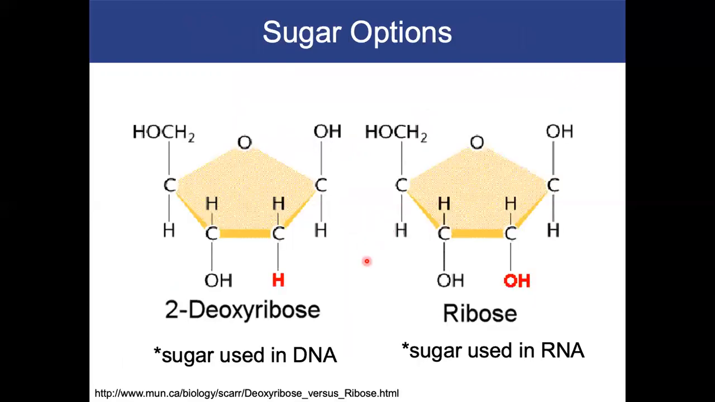Sugar options. 2-deoxyribose. The 2 denotes the second carbon, and this carbon has a deoxy, or no oxygen. So 2-deoxyribose, or deoxyribose, is a sugar used in deoxyribonucleic acid, DNA. So this is a sugar found in DNA. Ribose is the sugar used in ribonucleic acid. In ribonucleic acid, there is an OH at the second carbon, and this is a ribose. So let me back up. RNA uses a ribose sugar, and DNA uses a deoxyribose sugar, hence the name. That's how we got the names.